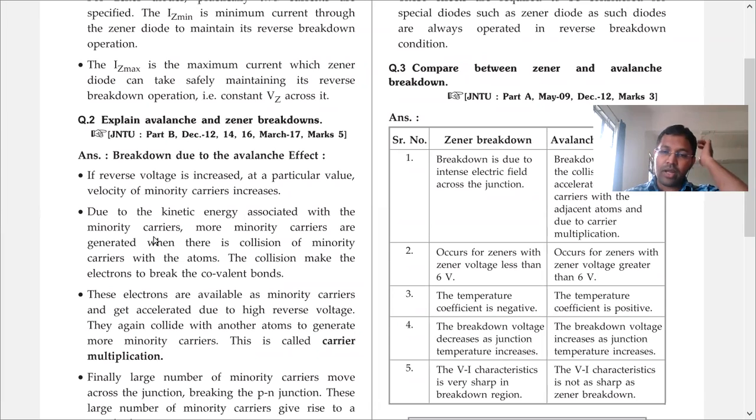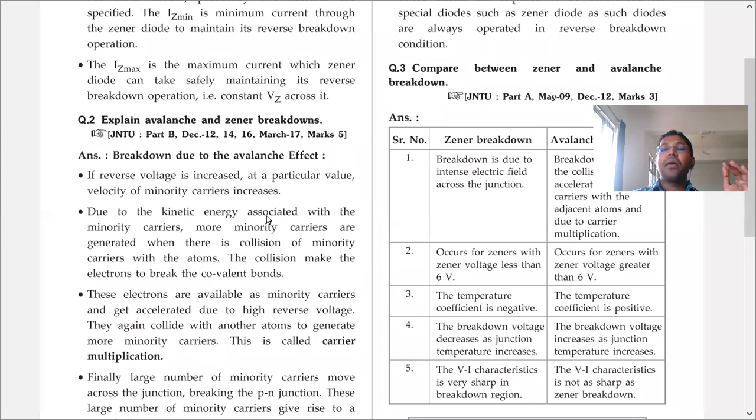So let us see the points one by one in detail. Breakdown due to avalanche effect: remember, this is for an ordinary PN junction diode. If the reverse voltage is increased to a particular value, the velocity of the minority carriers increases. More the reverse voltage, more the velocity of the charge carriers. Kinetic energy is half mv squared, so when velocity is more, kinetic energy is also more. So as reverse voltage increases, velocity increases, which means the kinetic energy of the charge carriers increases.